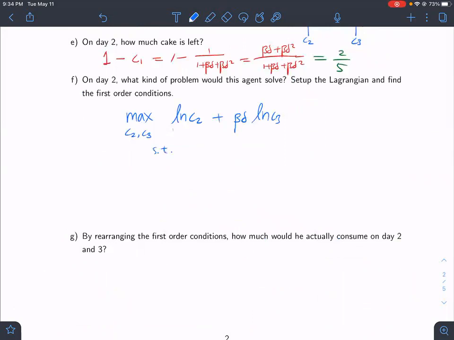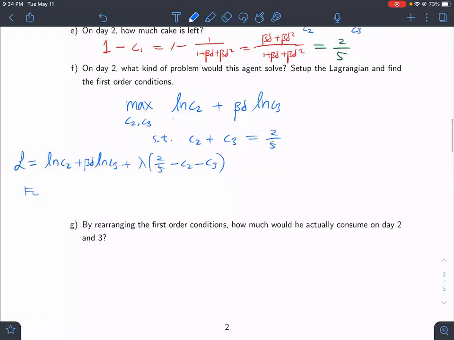In reality, day 2 guy will be solving this, subject to the condition C2 plus C3. How much cake do we have left? It is 2/5. So let's see how this guy splits this cake. So set up a Lagrangian. Lagrangian is what I want to maximize plus beta delta log C3 plus lambda, so lambda for the budget constraint. Now budget constraint is 2 over 5 minus C2 minus C3.